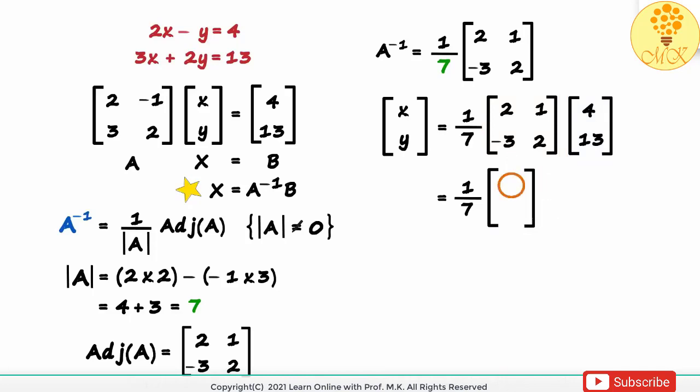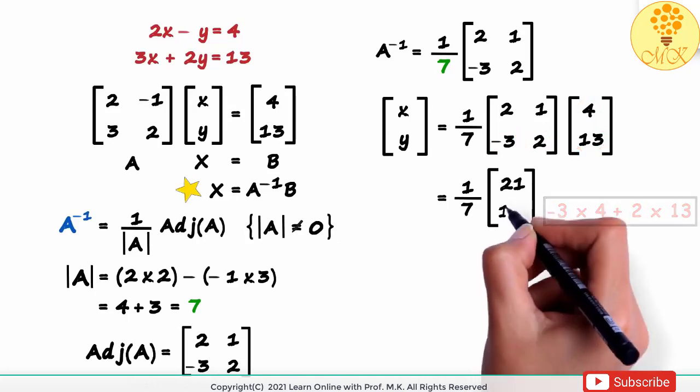The element in this position will equal 2 times 4 plus 1 times 13. That will equal 8 plus 13 or 21. What about the element in this position? It will be negative 3 times 4 plus 2 times 13. Negative 12 plus 26 will equal 14.